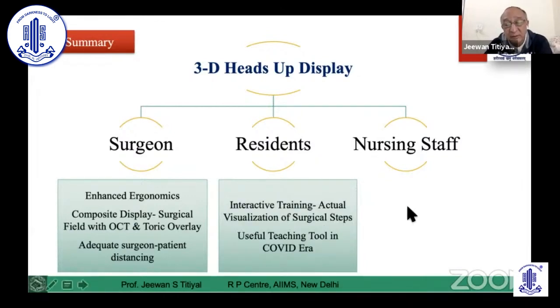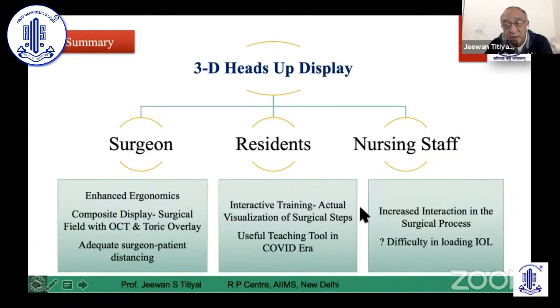A large number of people can see at a single time, and they can assess themselves, seeing the surgeon, and improve their surgery also. In institutions where we have more teaching, these devices seem to be a must in future. Nursing staff can also see the surgery, what is going on, and they can assess better. But sometimes if the lights are dim, they can have difficulty, especially when loading the IOLs.